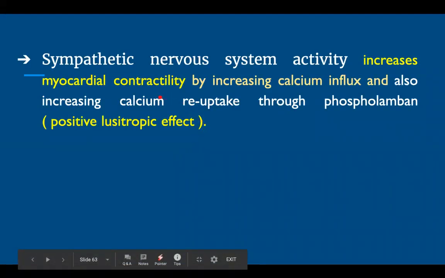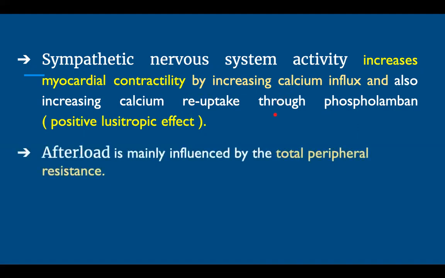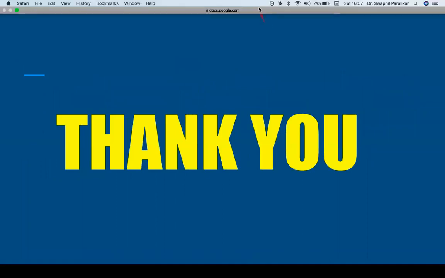Sympathetic nervous system increases myocardial contractility by increasing calcium influx. Please remember that the heart muscle requires increased calcium inside it to pump more forcefully, and it also increases calcium uptake through a molecule called phospholamban, which is known as positive lusitropic effect. And afterload is affected mainly by the total peripheral resistance, which in turn is affected mainly by the vessel radius. So thank you. This completes the lecture on determinants of stroke volume.